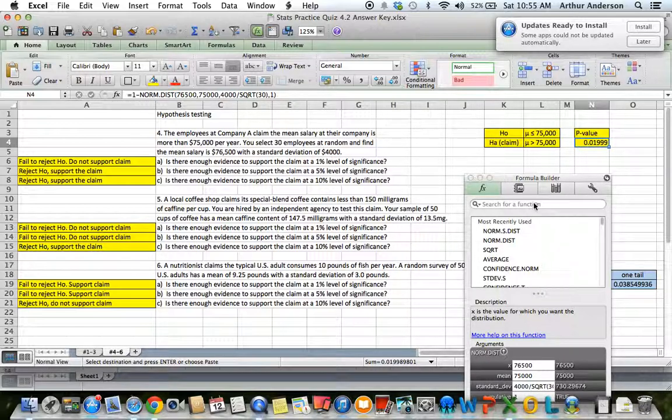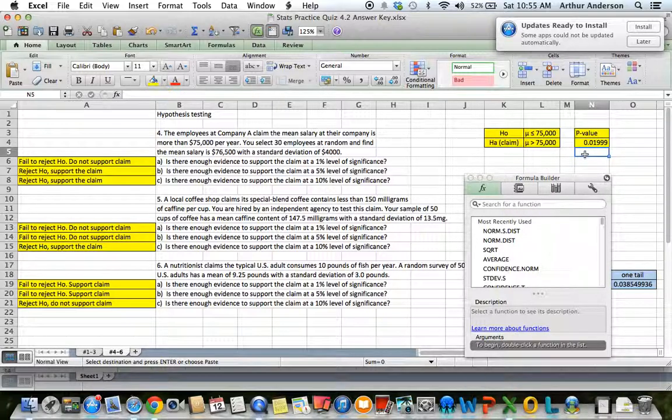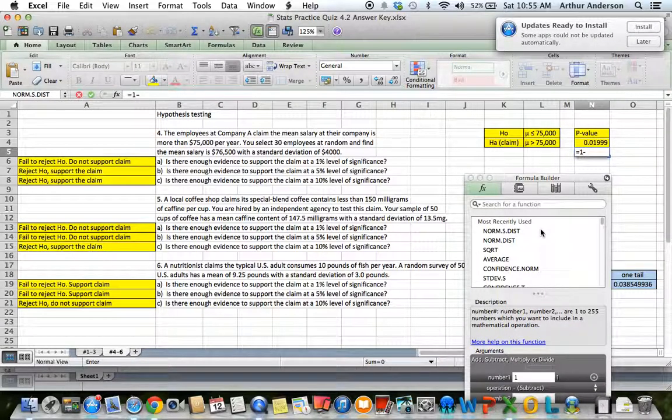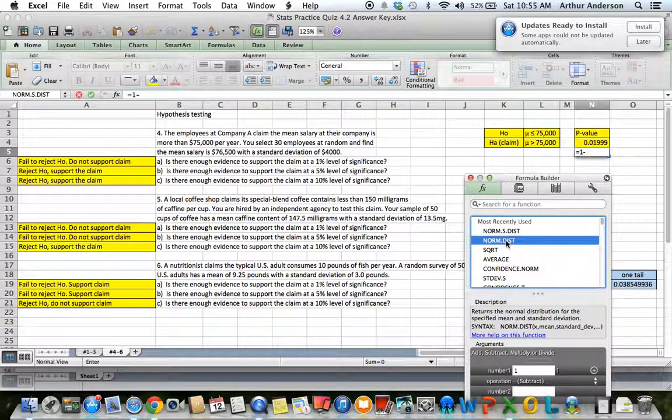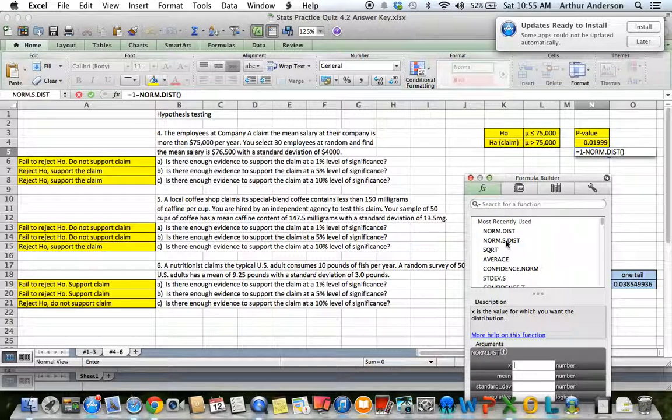So we find a corresponding p-value, but I already have the work completed, but I'll show you how we did this. Because it's a right-tailed test, we start out with equals, I'll just do it again down below, equals 1 minus. And now we're going to use the norm.dist function, and by selecting the norm.dist function, we're going to state the value for x, in this case 76,500.